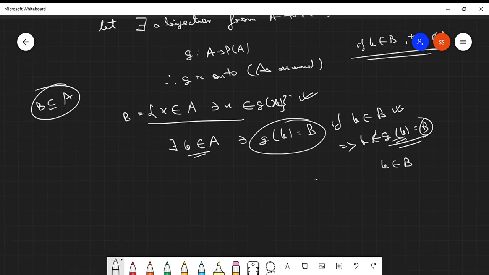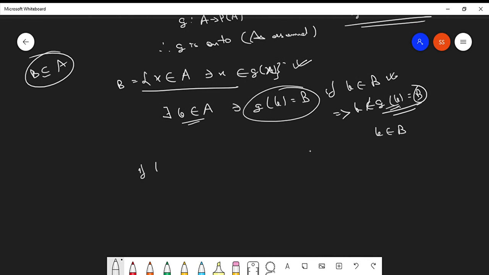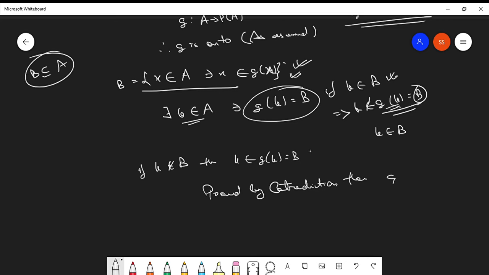If small b does not belong to capital B, then by the definition of this set, small b must be an element of g(b), which is further equal to capital B. So if b does not belong to B, b will belong to B. Again, a contradiction arises. So, proved by contradiction that g cannot be bijective. Got it? I guess this portion is clear.